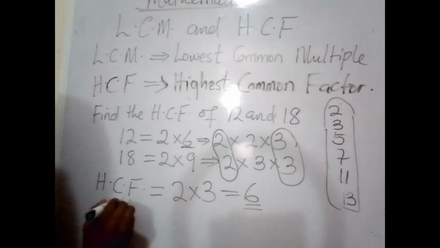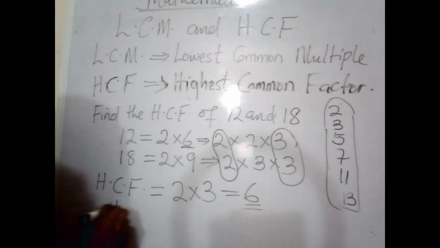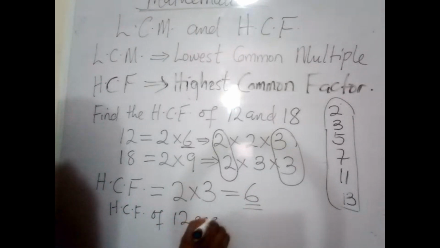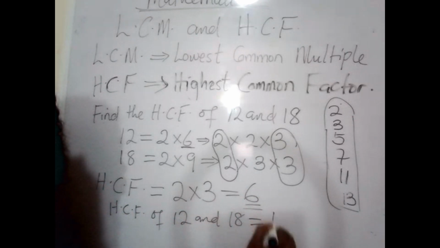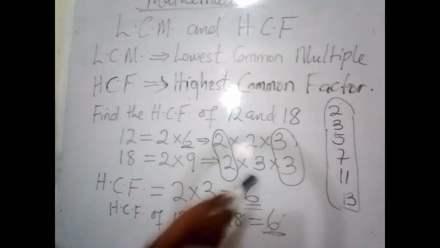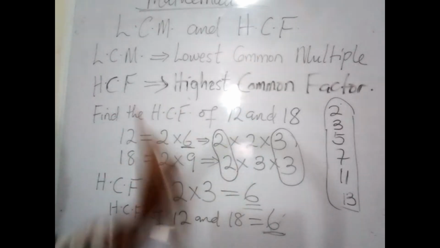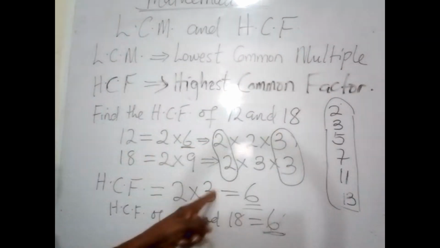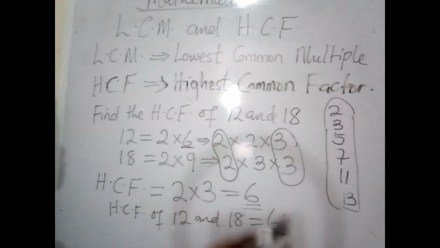6. That means the HCF of 12 and 18 is equal to 6. The HCF of 12 and 18 is equal to 6. Pick what is common and just write it out once. You have 2 here, you circle, we pick 1. 3, 3, pick 1. Okay, so 2 times 3, it gives us 6. That's our highest common factor for 12 and 18.